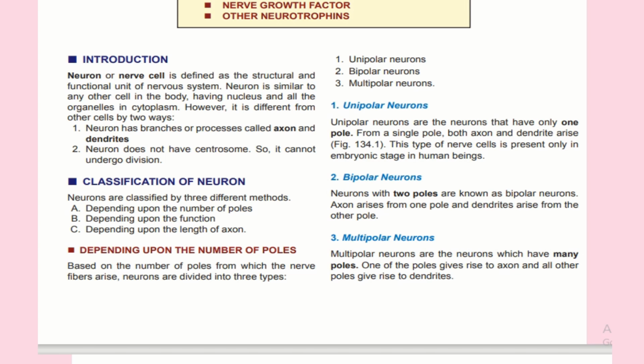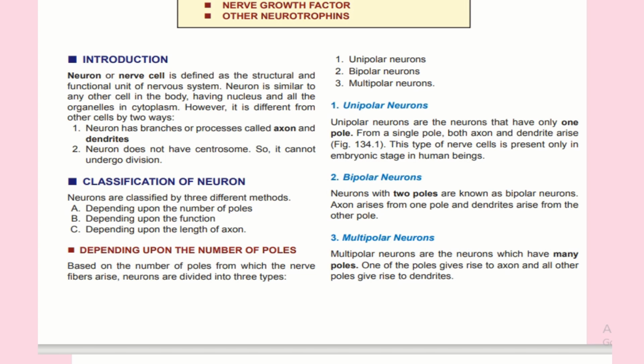Unipolar neurons are the neurons that have one pole. Uni means one, so unipolar means one pole neuron. From a single pole, both axon and dendrite arise. This type of nerve cell is present only in the embryonic stages in human beings. Then we have the bipolar neuron. Bi means two, so neurons with two poles are known as bipolar neurons. Axon arises from one pole and dendrite arises from the other pole.